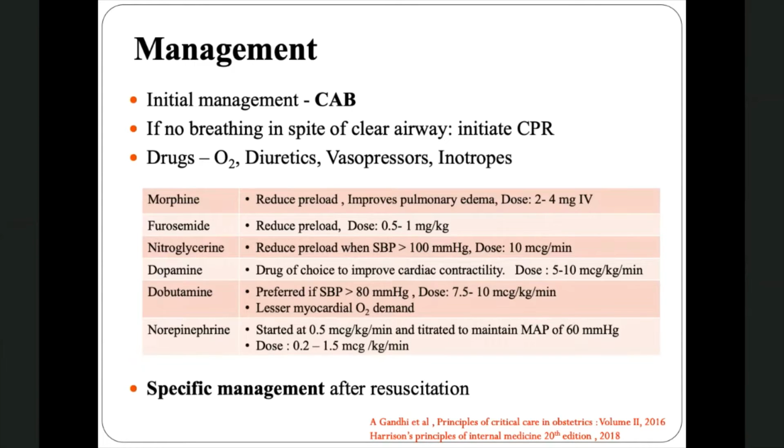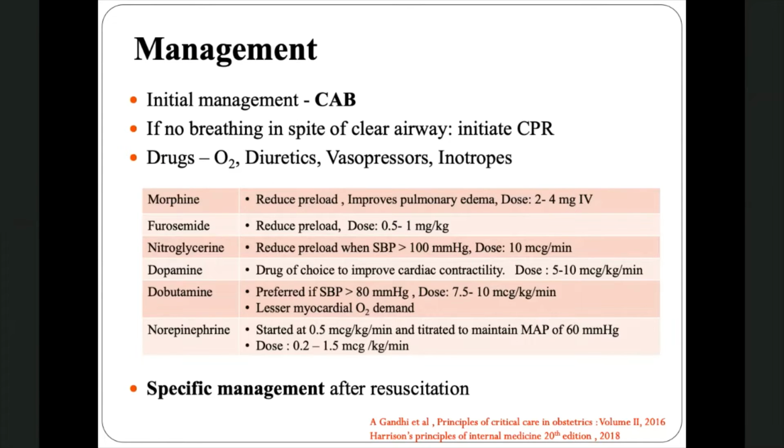Dopamine, dopamine, norepinephrine. So norepinephrine, all of you must have used one ampoule in 50 ml or two ampoules in 50 ml, but the exact dose that needs to be started is 0.5 microgram per kg per minute. And how to titrate it, how frequently you can increase? So every 10 to 15 minutes you need to titrate the dose of norepinephrine.